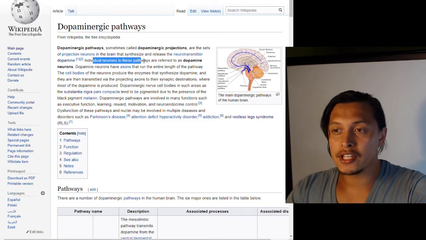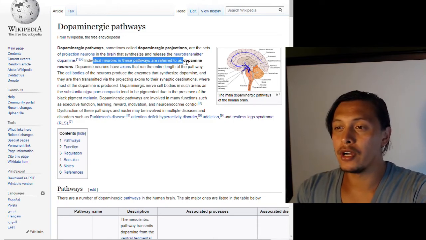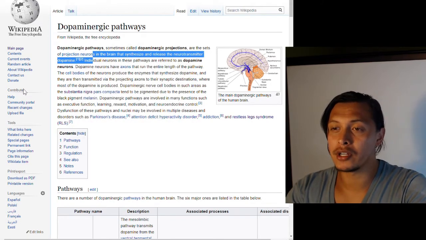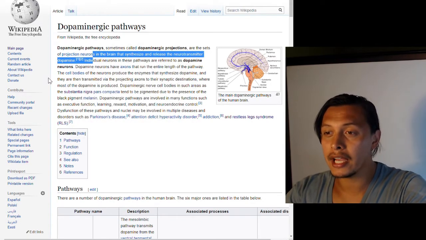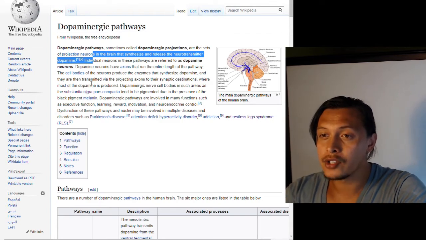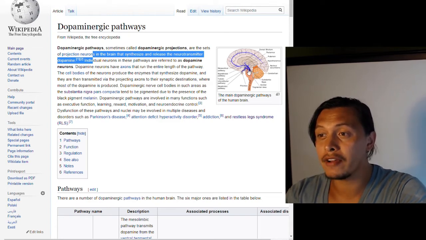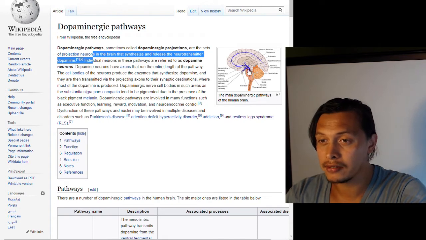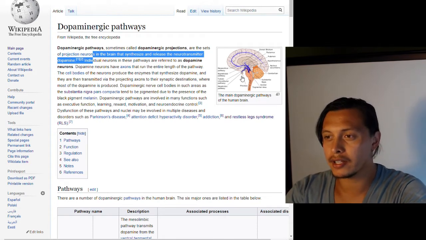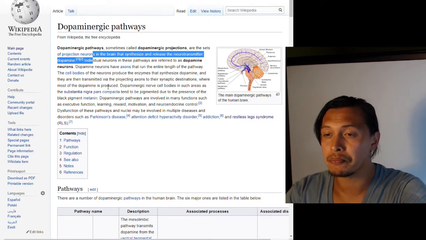Individual neurons in these pathways are referred to as dopamine neurons. And dopamine neurons have axons that run the entire length of the pathway. So these dopamine neurons will have a singular axon. If I'm reading this correctly, they will have a singular axon that will span this entire part of the brain.